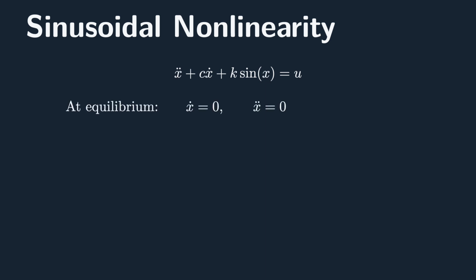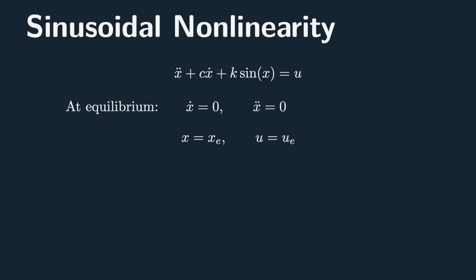Let's now return to the example x double dot plus c x dot plus k sine of x equals u. This is the nonlinear ODE that we previously linearized near a chosen equilibrium. In that discussion, we mostly assumed that an equilibrium had already been chosen. Here, we look more carefully at how to find those equilibria. At equilibrium, the system is not changing, so x dot and x double dot equal 0. We write the equilibrium position as xe and the corresponding constant input as ue.